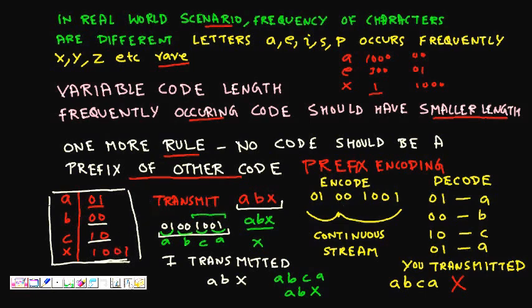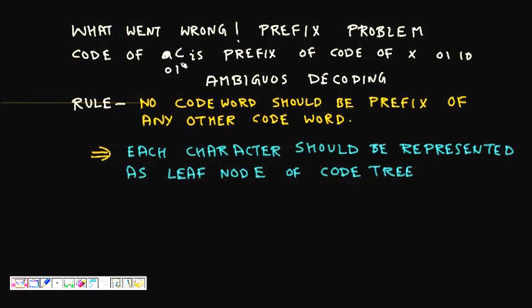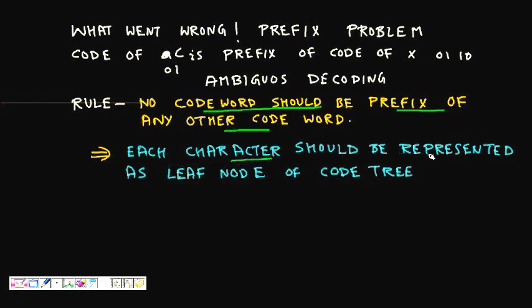So what should be done? Code of C is the prefix of code of X, so no code word should be a prefix of any other code word. And how to do it? In the tree representation, each character should be represented as a leaf node of the code tree.